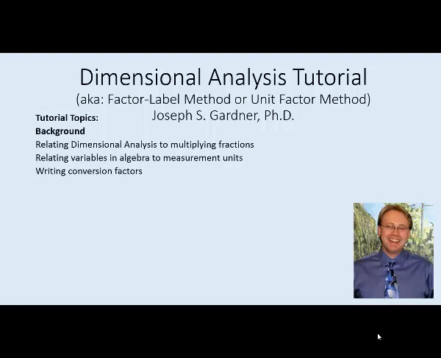Now, the first part of this tutorial will be just a little bit of background relating dimensional analysis to what you learned in math courses early in life on multiplying fractions, as well as to keeping track of units in algebra with respect to x's, y's, z's, the variables that we normally look at. You'll see how that relates to our units on our numbers in the sciences being treated as if they're variables when I convert one unit to another.